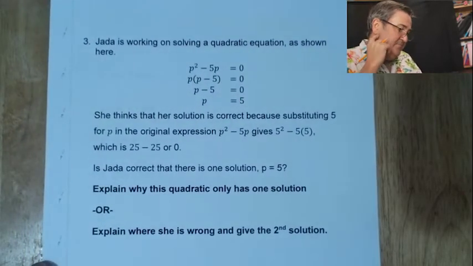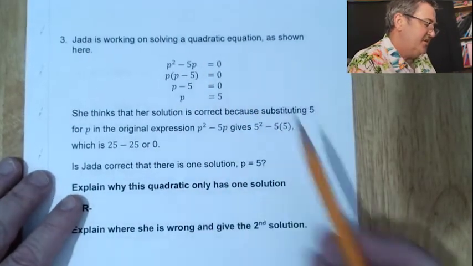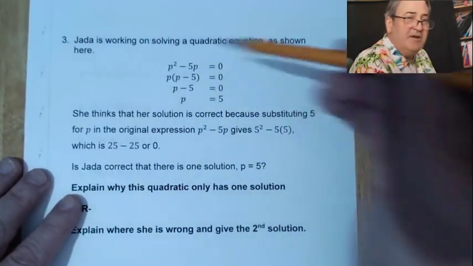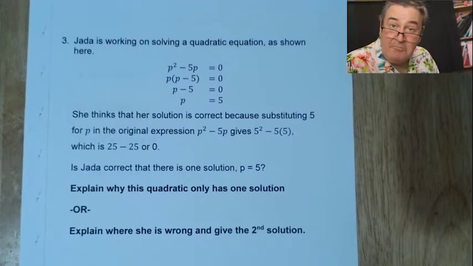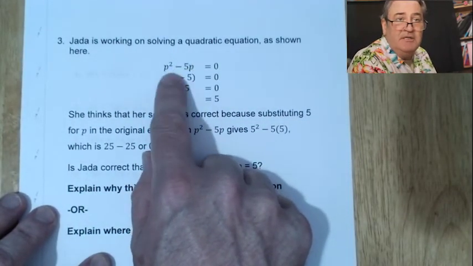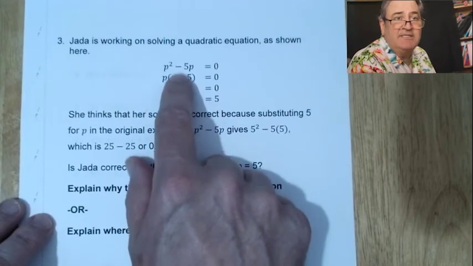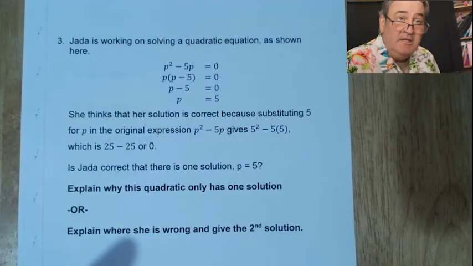All right. Here's one I need you to explain to me. Jada is working on solving the quadratic equation shown. So here's her equation. p squared minus 5p equals 0. Okay, pretty simple one. She says, I'm going to factor out the p. There's a p in both terms. So p times (p minus 5). That is the same thing as that. Okay, all right. We're good there.